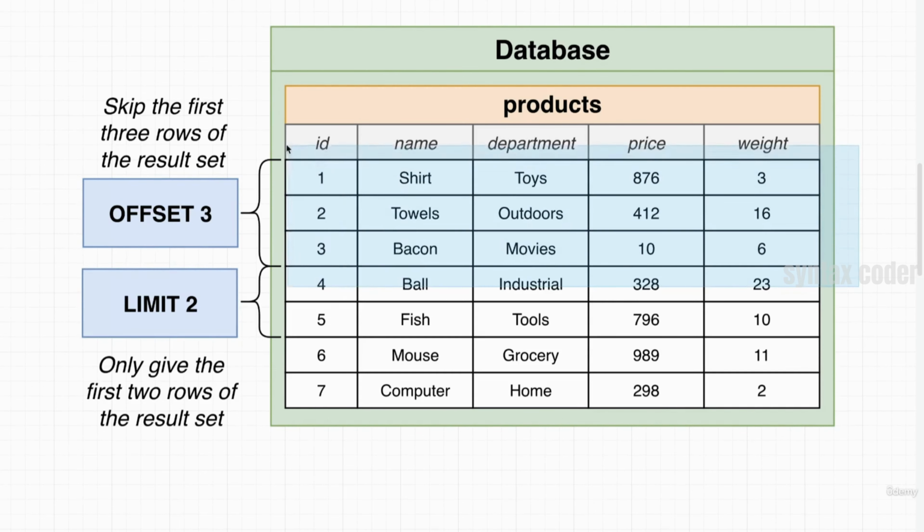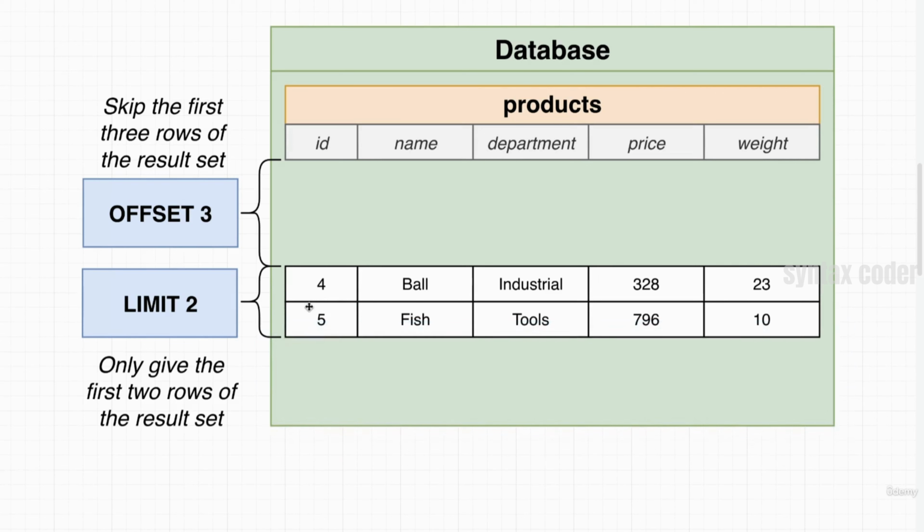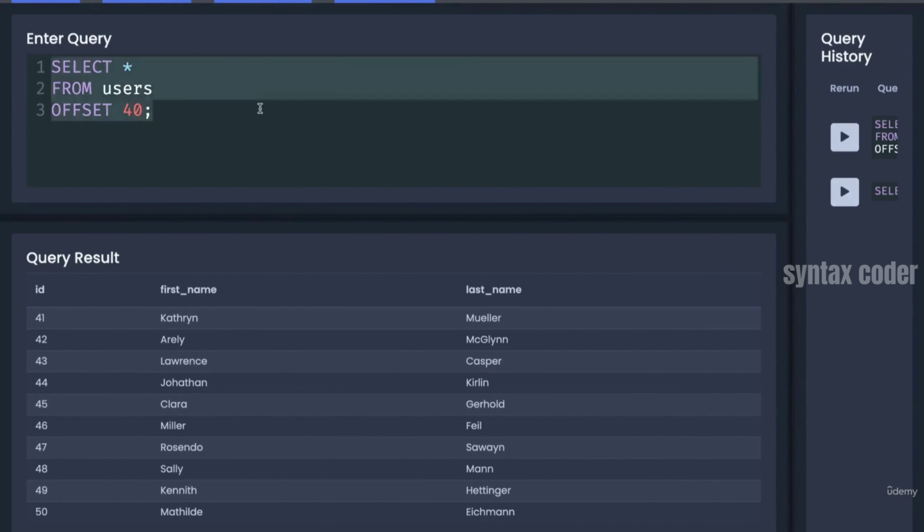First, the offset of 3 means we want to skip the first 3 records. A limit of 2 means that we only want to take the first 2 rows out of the remaining results. So we would drop off all the remaining rows of 6 and 7, and we are left with just 4 and 5. We do not have to use limit with offset. We can use limit by itself. Let's take a look at using limit by itself and then try combining offset and limit together.